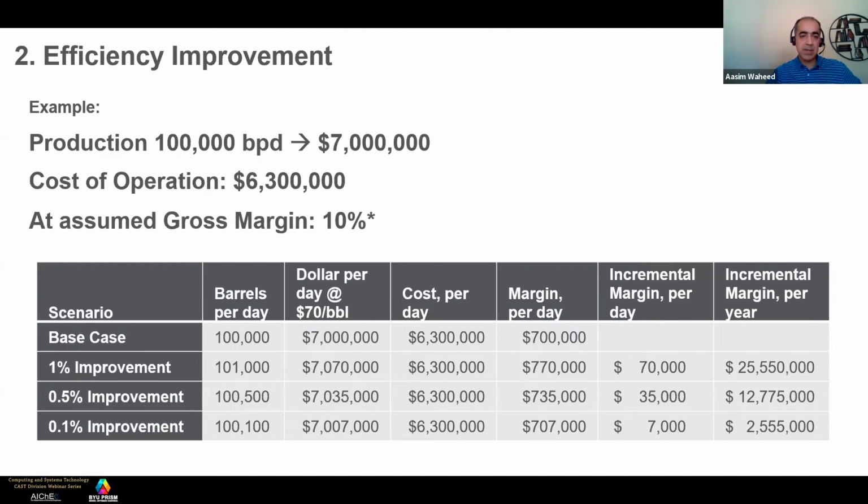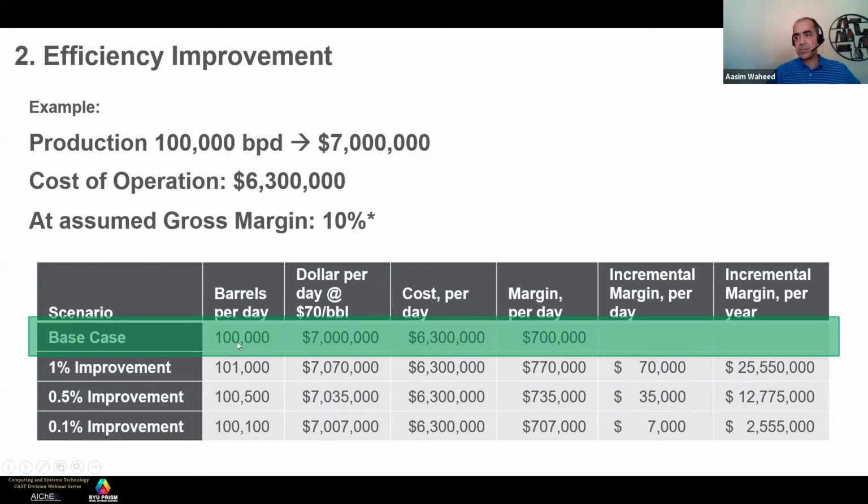That's still plenty of money. Don't get into the detail of this table, but let's look at just a base case, where they're producing 100,000 barrels a day, which is $7 million per day. They're actually making about $700K of margin, which is money in their pocket. This 10%, by the way, is fairly typical of oil and gas industries. Some are as low as 3-4%. Some larger or more efficient companies make more than 10%. I use 10% as a typical average because it's a good round number.